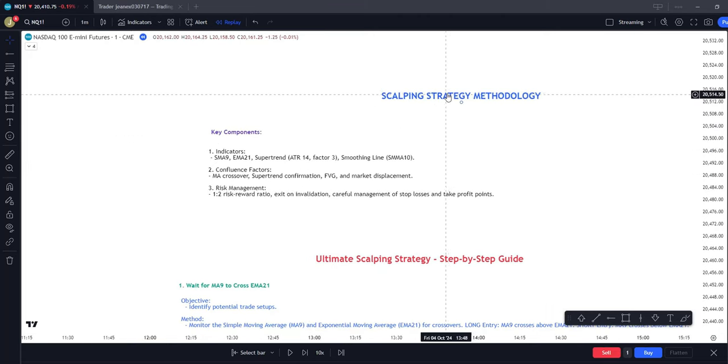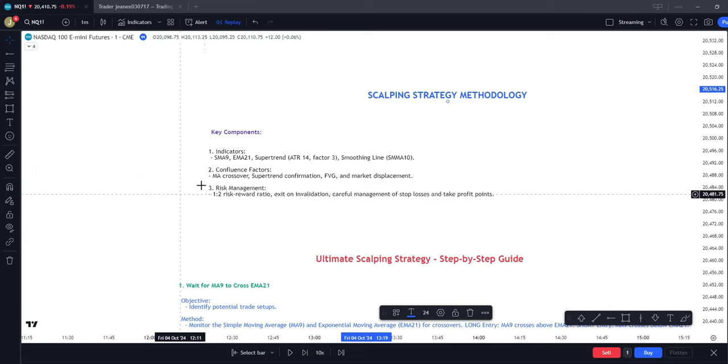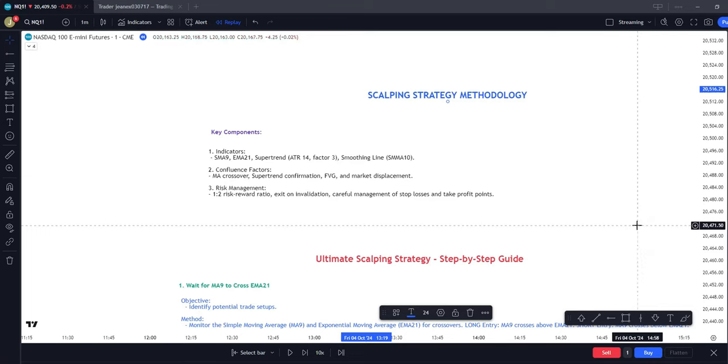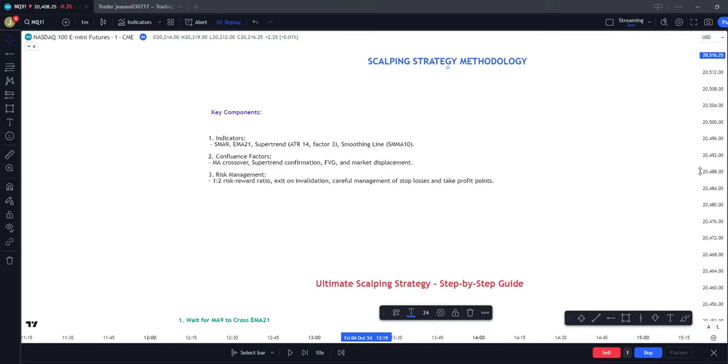Let's start with the scalping strategy methodology. The key components of this strategy are three: the indicators, the confluence factors, and risk management. For the indicators, we're using moving averages, a combination of simple moving average and exponential moving average, and then number two is the super trend. So we only have two groups of indicators. The confluence factors are the moving average crossover, the super trend confirmation, and the presence of a fair value gap and market displacement. And of course, risk management is really important. For me, this is the number one thing you need to carefully apply.